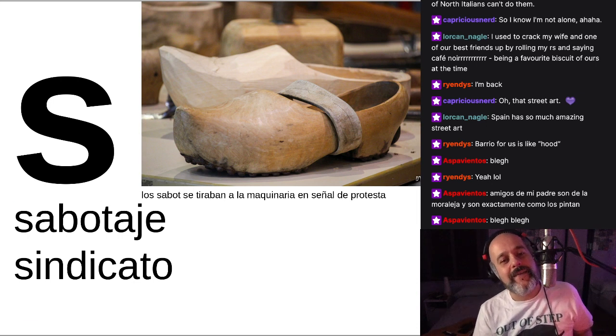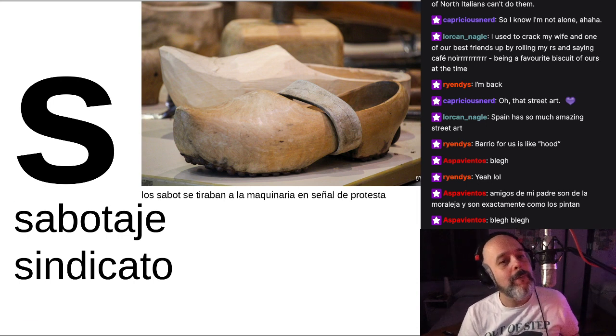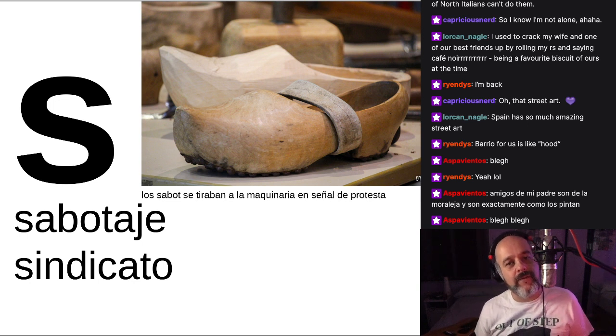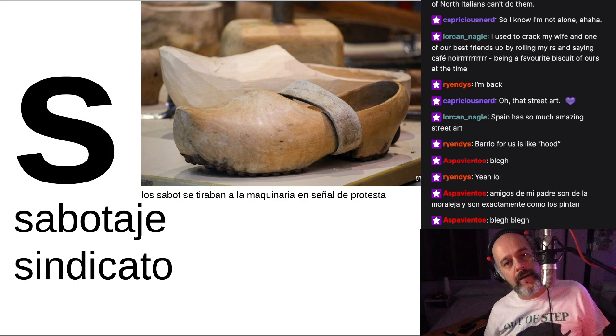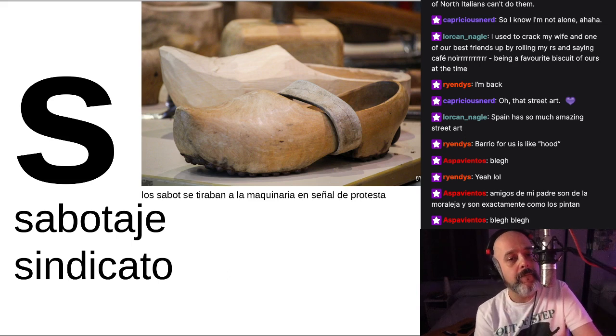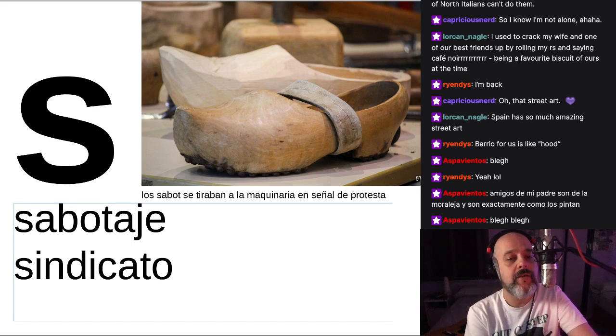And we go to the letter S, as we call it S en español. And we got two words, sabotaje and sindicato. And you could say sindicato could be like a syndicate, but it's not really a syndicate. A syndicate is a false friend, what we call a false friend in language learning. It's just words that look similar but don't mean the same thing. Sindicato in Spanish is a union, basically. So sindicato means union.